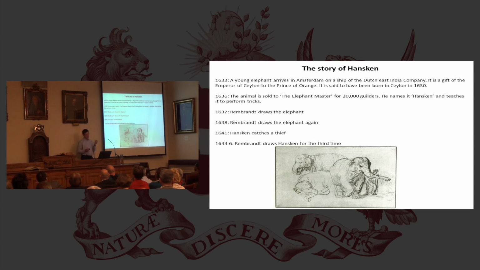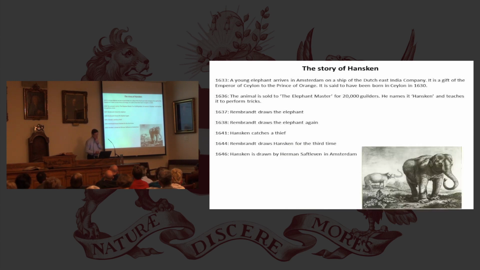So Hansken became very famous, and this is the third drawing by Rembrandt of Hansken, shown in 3 different poses in 1644. Not exactly sure when that was drawn. In 1646, another Dutch artist, not such a well-known one, also drew Hansken, and Hansken's looking a little bit the worse for wear here. She is not looking well.